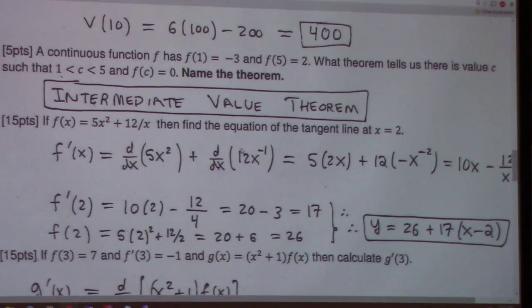Oh yeah, the intermediate value theorem. Remember, that's the theorem that says if you have a continuous function and you have two values, then it hits every value in between those values on the interval. The intermediate value theorem is what allows us to use sign charts for graphing and everything.